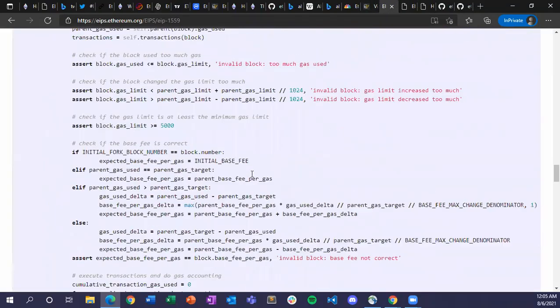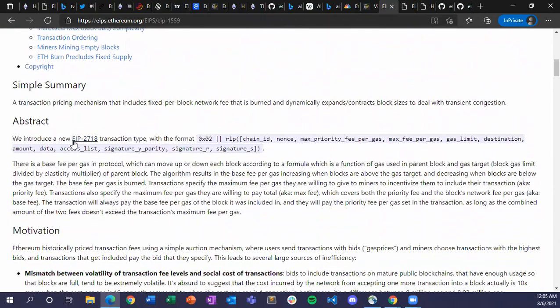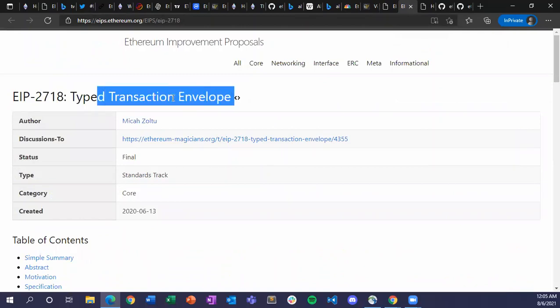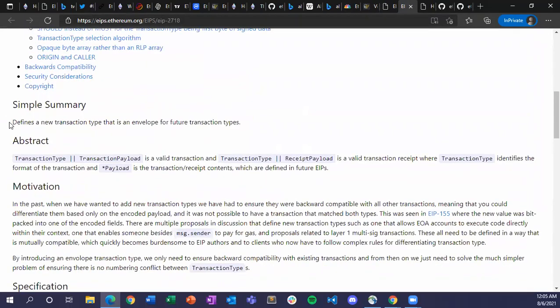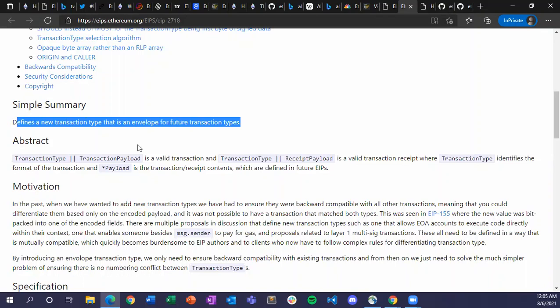One thing they did note here, if you go back up here, is they introduced a new transaction type, EIP 2718. And what they're referring to is just a typed transaction envelope. So it defines a new transaction type that's an envelope for future transaction types. So kind of like a wrapper for any sort of transaction. What that could mean is, instead of buying and selling Ethereum, it could be loans, could be credit, could be other transactions, right? Rather than buying and selling, which could be interesting. Again, that's my speculation, not really sure that'll be the case, but just something to think about.